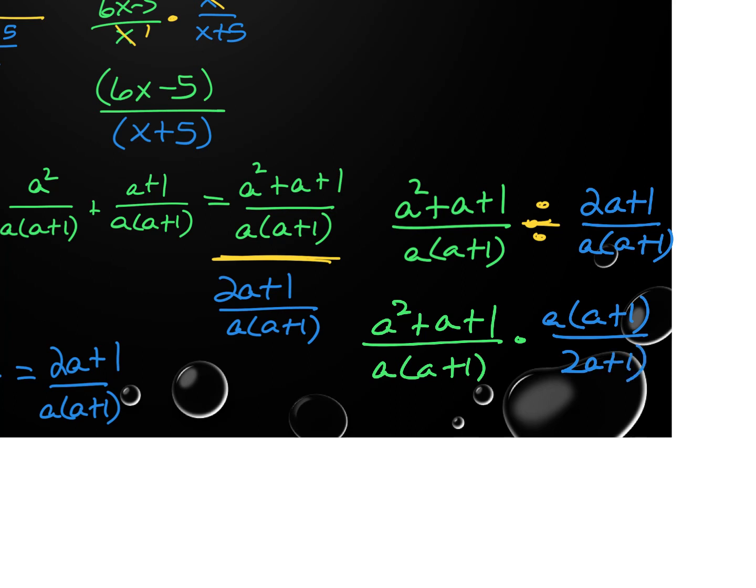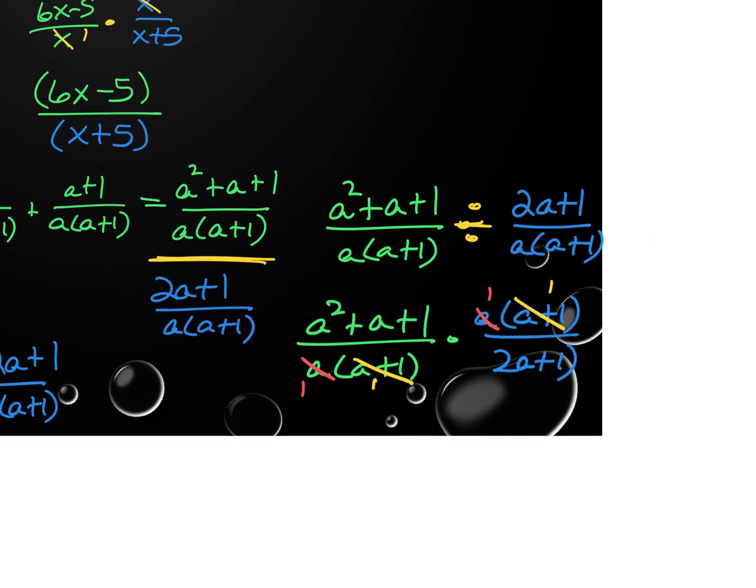Now I look for things to simplify. The only thing I can cancel is the a and the a. That'll cancel. And then also the a plus 1 and this a plus 1 because they're identical. Okay, nothing else will simplify. So the final answer here, when I multiply straight across, is going to be a squared plus a plus 1 over 2a plus 1. Do not be tempted to cancel this and this parts of things. You can't do that.